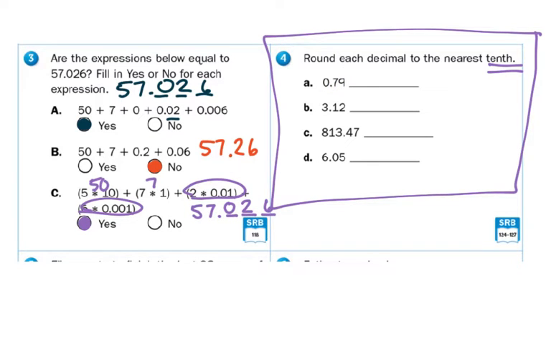Rounded to the nearest tenth would be 8/10, and I can say 80/100ths. I can put a 0 behind that. 3 1/10 or 3 10/100ths. 8.13. 5/10 or 50/100ths. And 6 1/10 or 6 10/100ths.